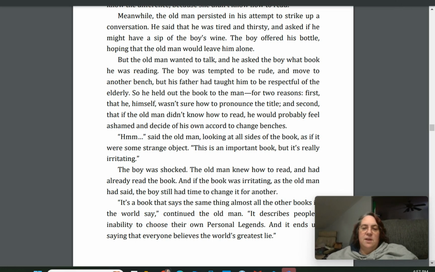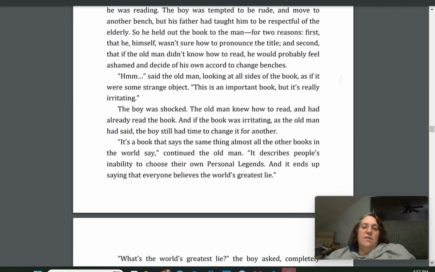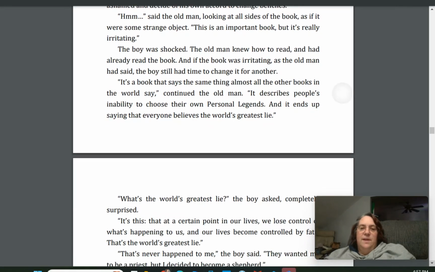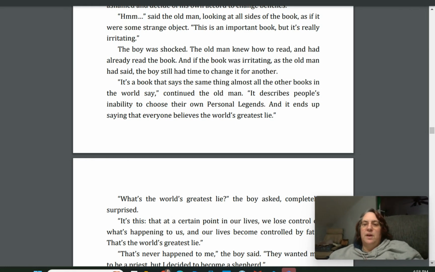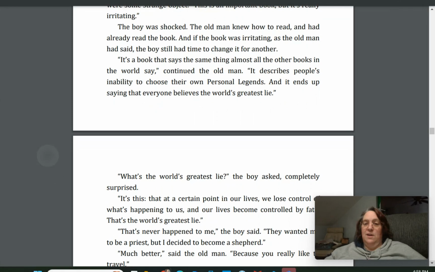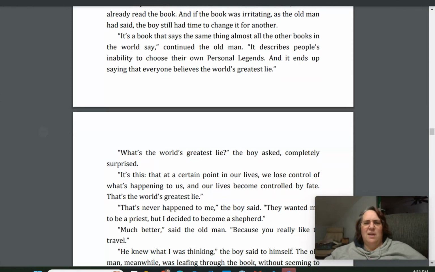First, that he himself wasn't sure how to pronounce the title. And second, that if the old man didn't know how to read, he would probably feel ashamed and decide of his own accord to change benches. Said the old man, looking at all sides of the book as if it were some strange object, "This is an important book, but it's really irritating." The boy was shocked. The old man knew how to read and had already read the book. And if the book was irritating, then, as the old man had said, the boy still had time to change it for another.